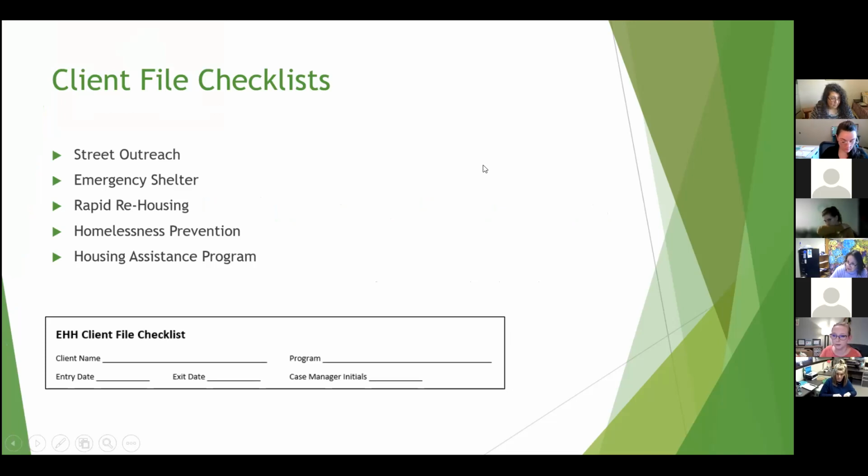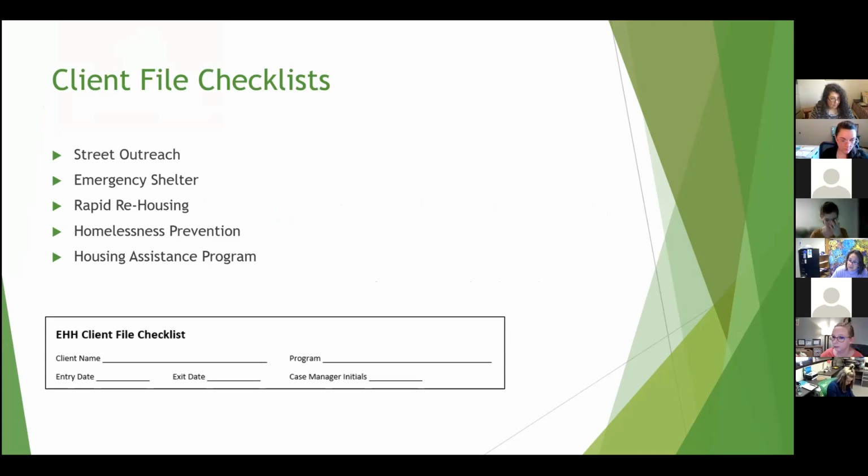I realize that EHH has a lot of requirements, and they are all required by statute, so they're not something I can reduce. But I've tried to make it easy for people to know what their requirements are by creating these client file checklists that list all the requirements. There is one for each project type.